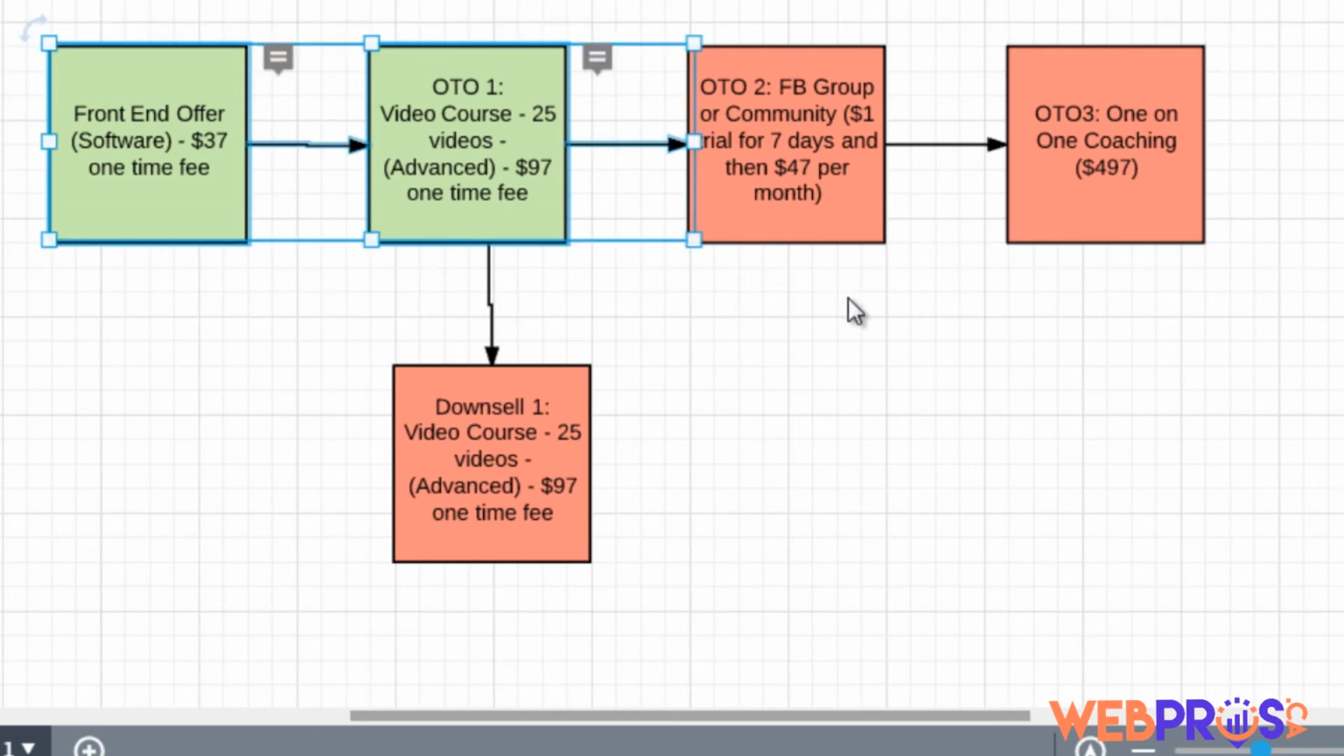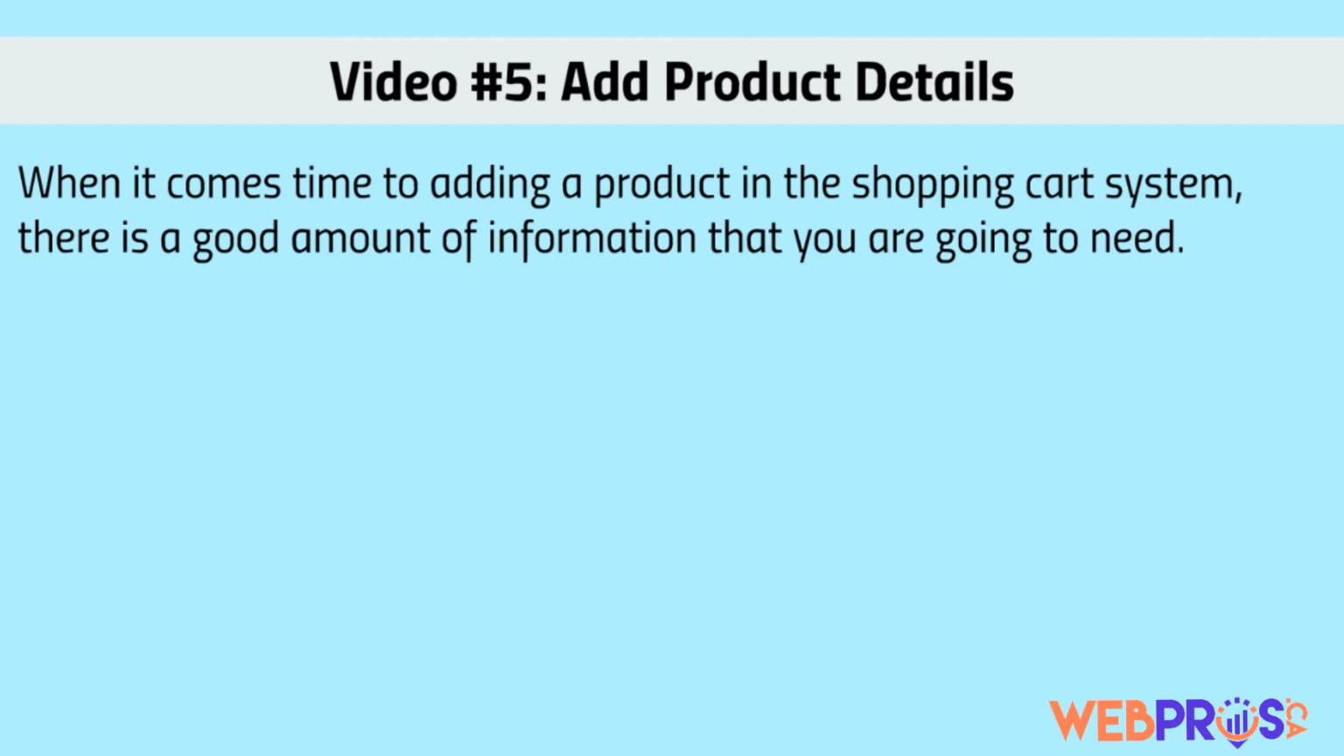So in the next video, we're going to talk about the things that you are going to need: the sales page, the download page, the support email or the support desk, which, by the way, we'll talk more about, like what help desk we recommend and all of that. All right. Okay, so now that you have a visual map, in video number 5, we're going to talk about adding the product details. So when it comes time to adding a product in the shopping cart system, there is a good amount of information that you are going to need.